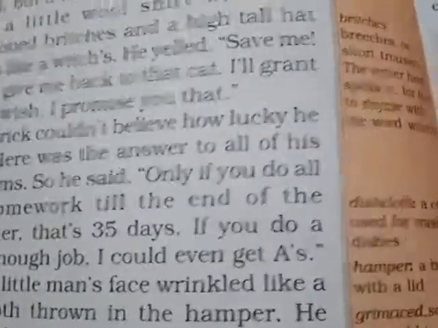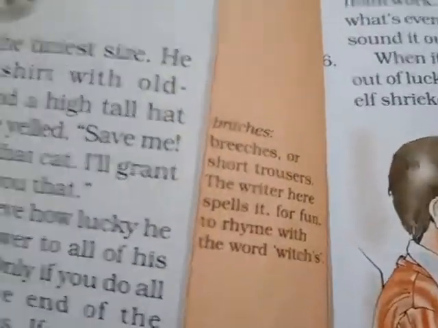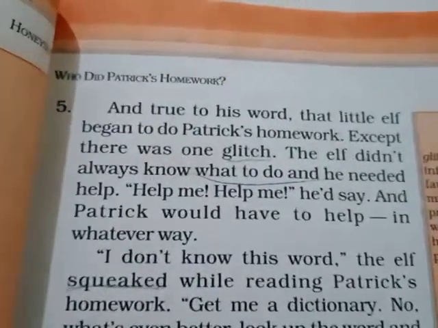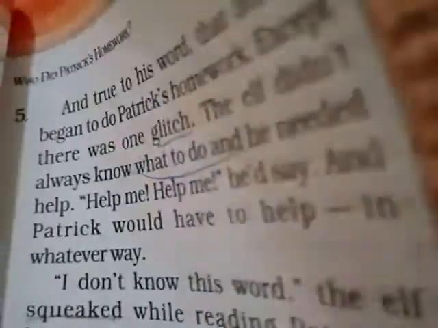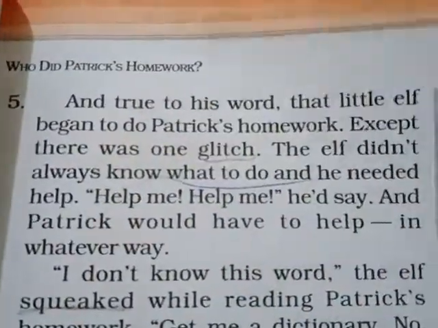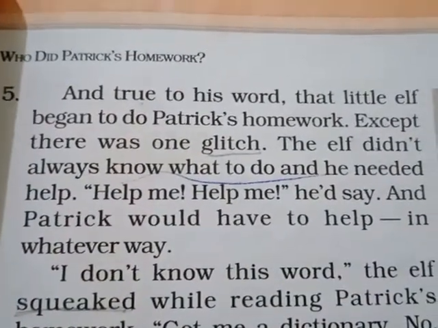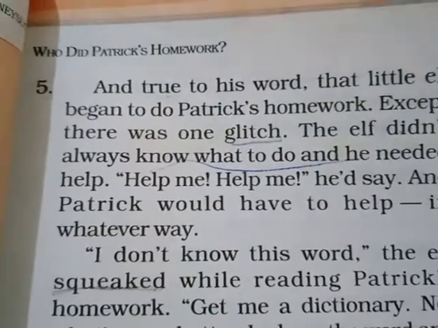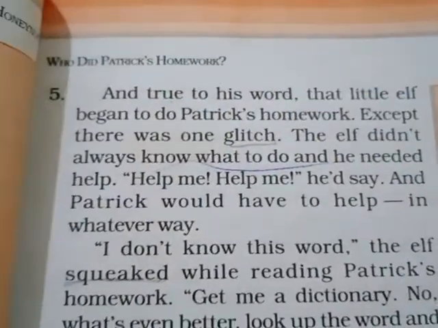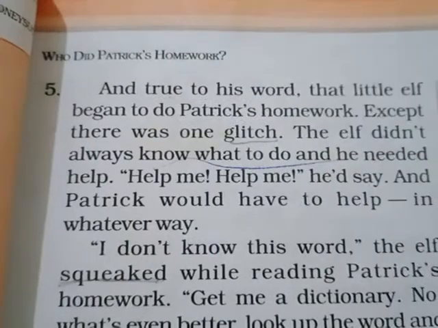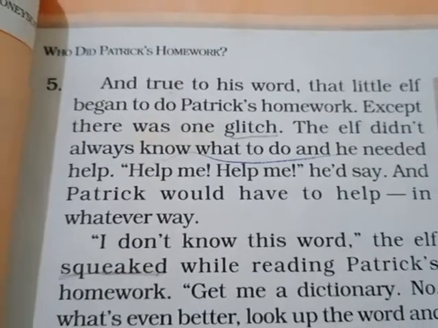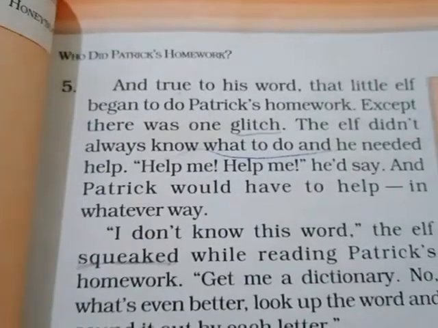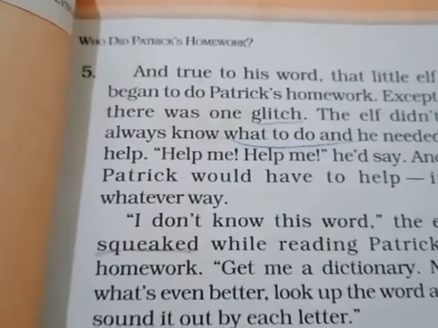Let's now come to the next paragraph. And true to his word, that little elf began to do Patrick's homework. Except there was one glitch. Glitch means one problem. The elf didn't always know what to do and he needed help. "Help me," he would say. And Patrick would have to help in whatever way.